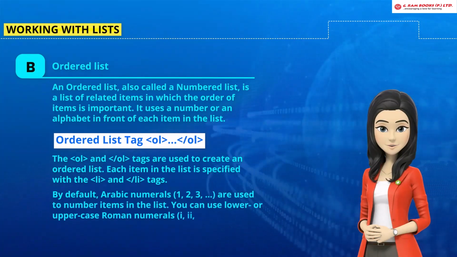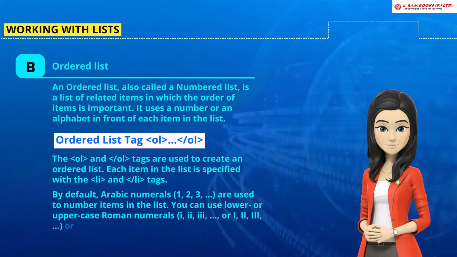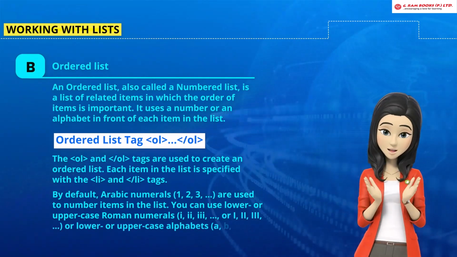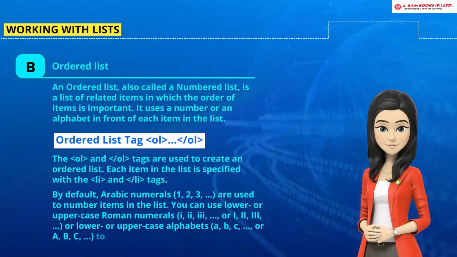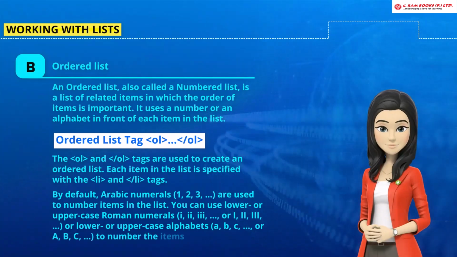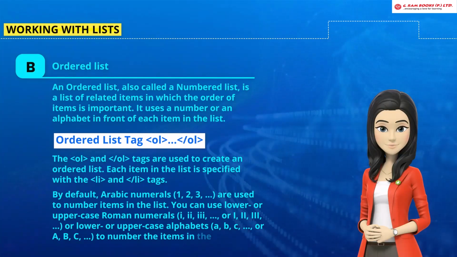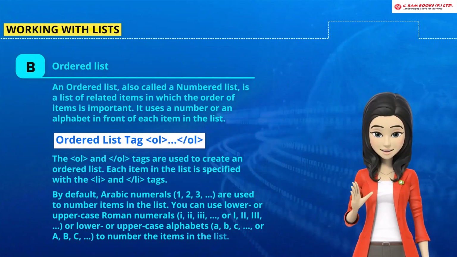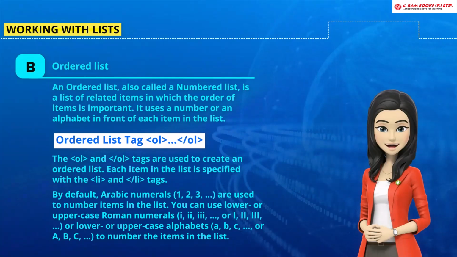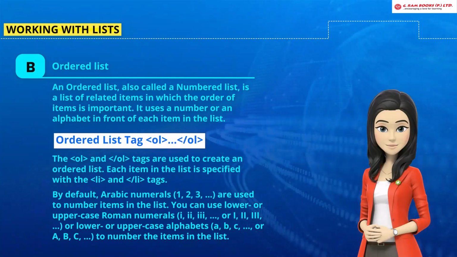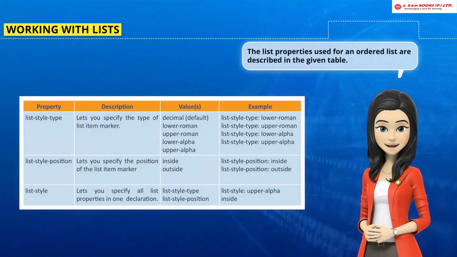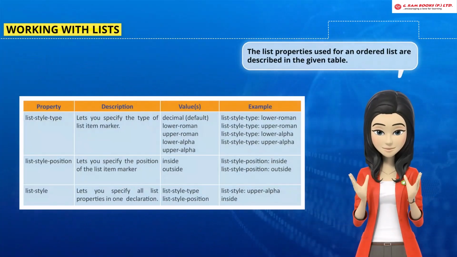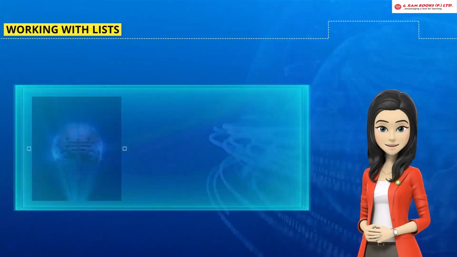You can use lowercase or uppercase Roman numerals, or lowercase or uppercase alphabets a, b, c, and so on, to number the items in the list. The list properties used for an ordered list are described in the given table. Knowledge discovery.